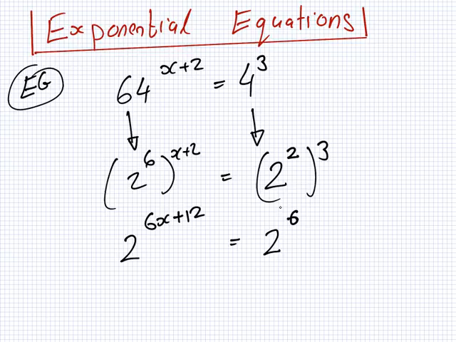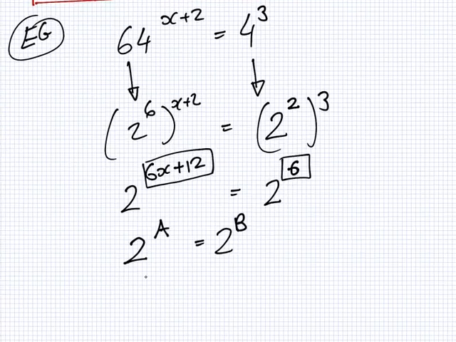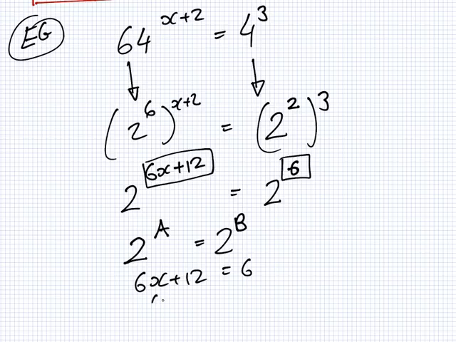Now, when you have 2 power a equals 2 power b, the only way this is possible is if the a and the b are the same. So we must have 6x plus 12 equals 6. That means 6x must equal minus 6, which means x must equal minus 1.